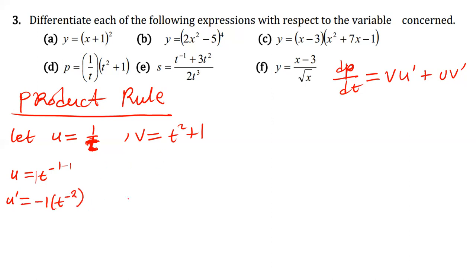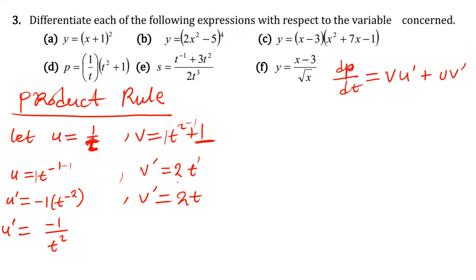And then to find v prime, v prime will simply be 2 times the coefficient of t, which is 2. Then I have t with 2 minus 1 as the power, which will be 1. So my v prime becomes 2t. I've left the constant, because when I differentiate it, it gives me 0. Simplifying u prime, I'm getting -1 over t to the power 2.